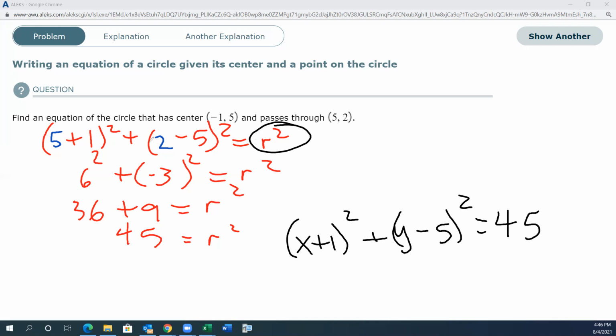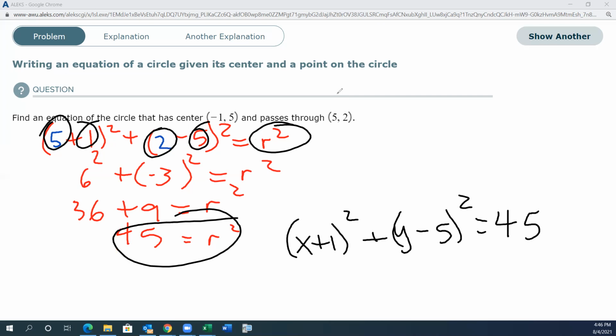That's how it's done. So you plug in the center, and then plug in the point so that you can solve for r squared, and then just put that right in. And it gets very repetitive.